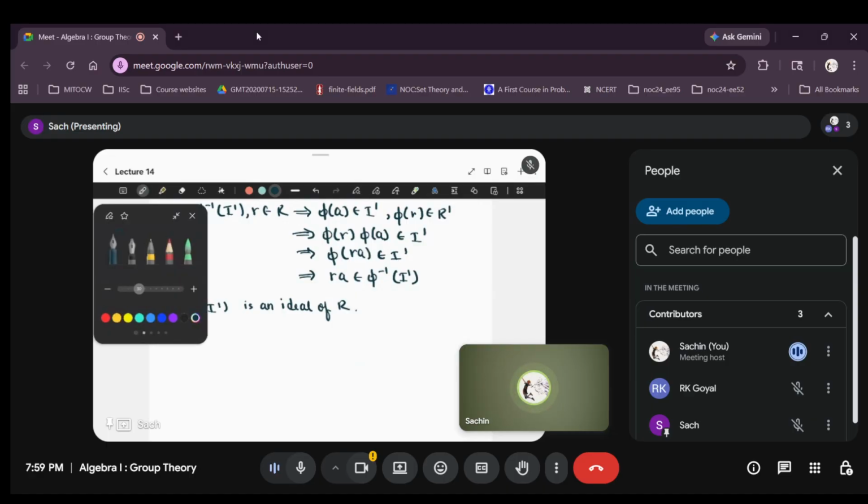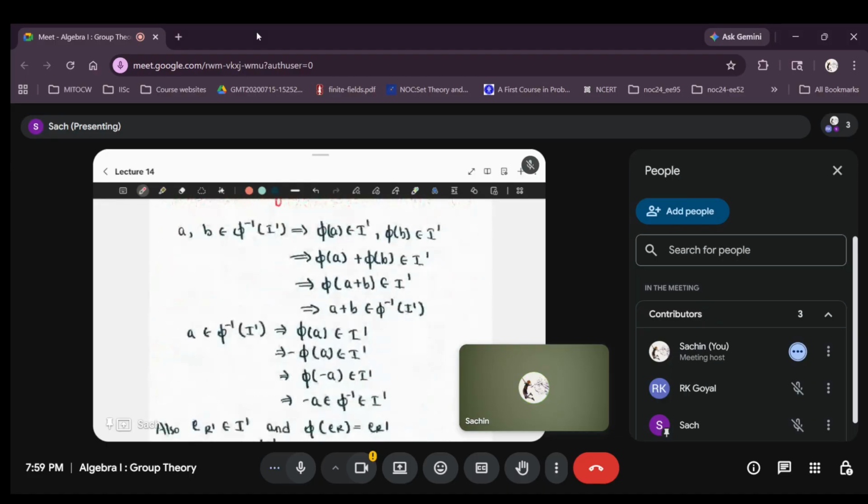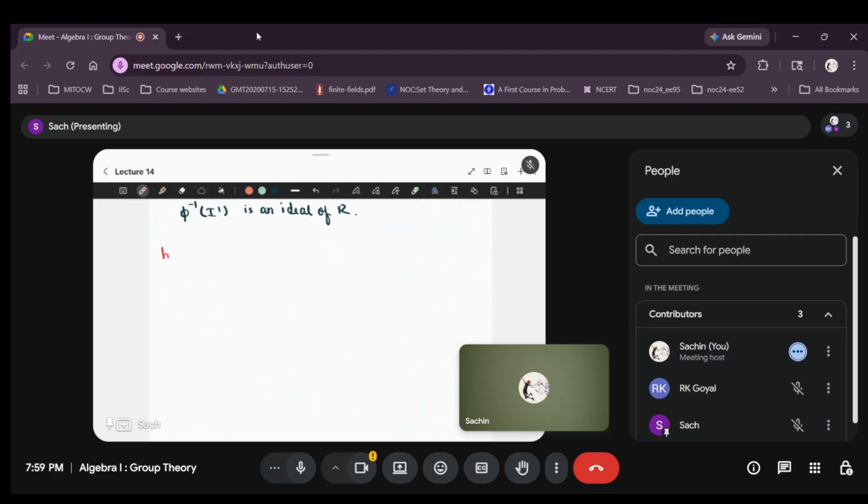The other way around is not always true. It requires an additional condition. So we had an ideal in the codomain and we took its inverse, as set inverse, and we got an ideal in the domain.